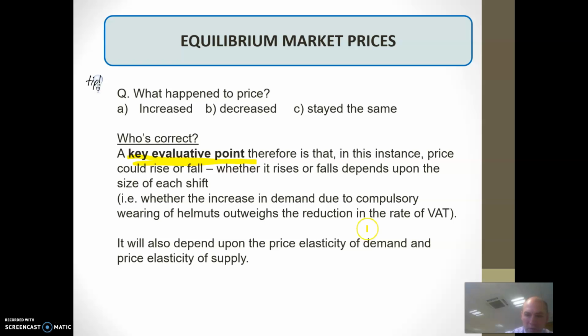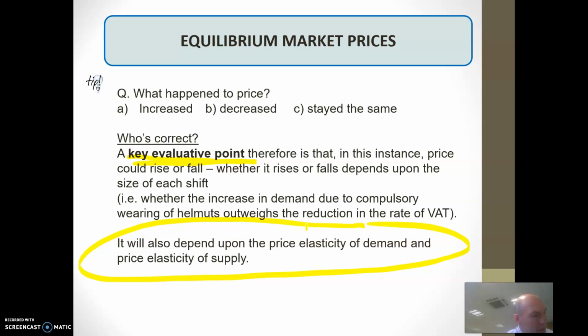I don't want you to worry about this point, but I would like you to highlight it in the skills tips on page 42. It's the last sentence. We haven't come across the knowledge or the theory on this yet, but there's something else. So there are two potential evaluative points. One, it depends on the size of the shift, and two, it will also depend on the price elasticity of demand and price elasticity of supply. You will understand that when we get to that topic. This is a note for you now so that you remember it in revision.